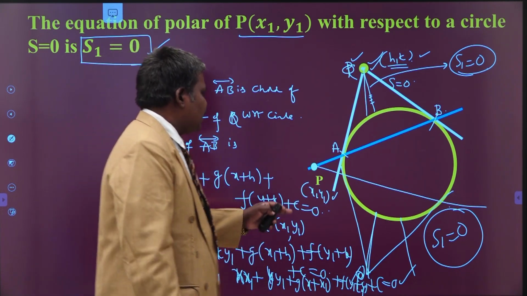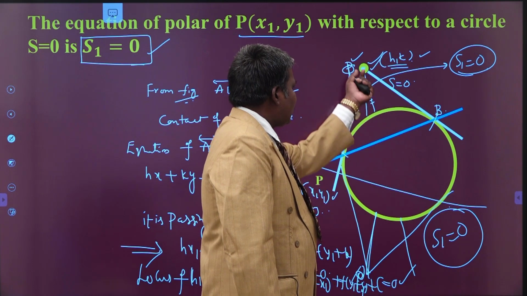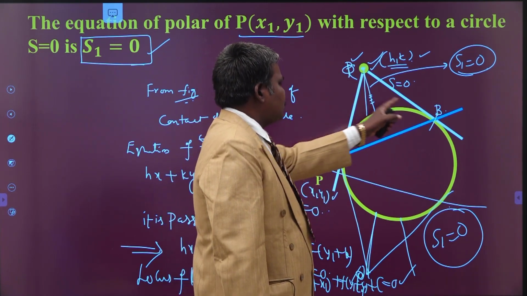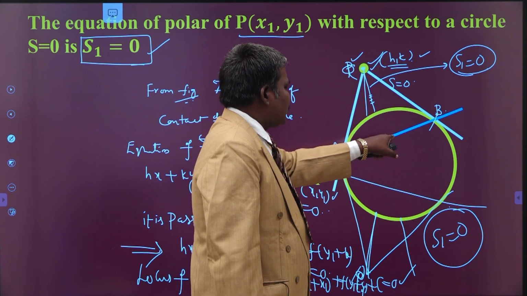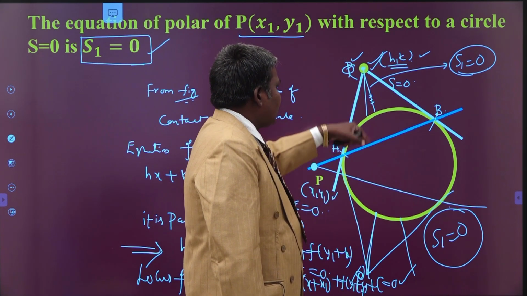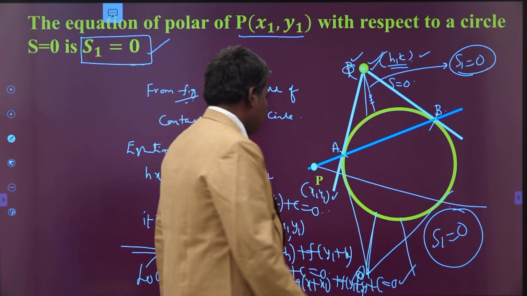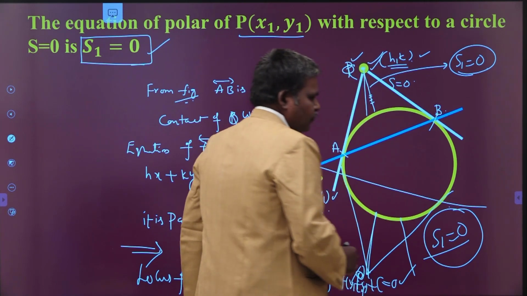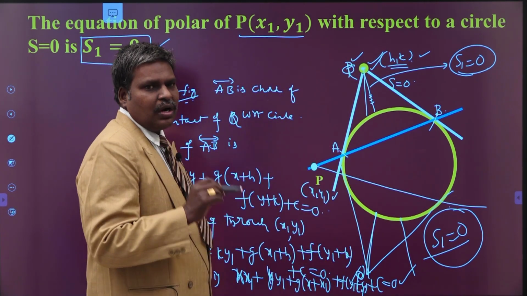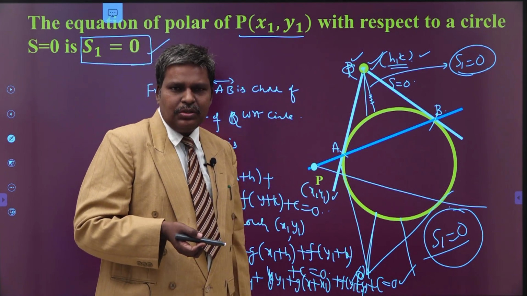Only the idea is here: this line AB is the chord of contact of that point P with respect to the circle. You write the equation of the chord of contact and substitute simply the point (x1, y1), write the locus of (h, k), and we get the required equation as S1 equal to 0. So what is the polar equation? S1 equal to 0 of (x1, y1) with respect to the circle S = 0.